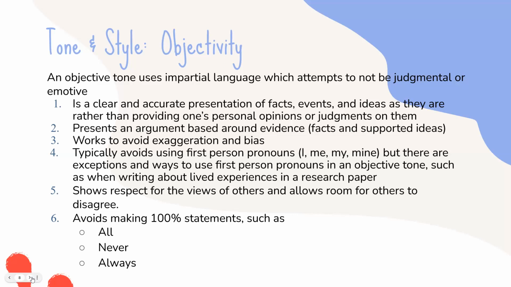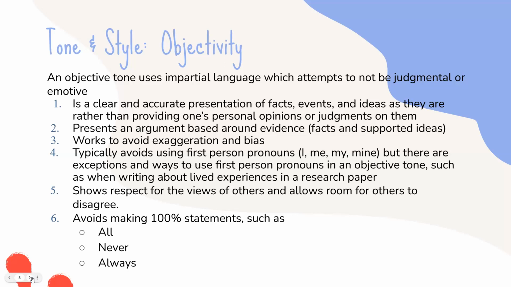But the goal for this type of writing is to try as best you can to be impartial. So you would try to write in a way where you are presenting clear and accurate facts and evidence and ideas, rather than your personal opinions or judgments about this information. You want to present an argument based around evidence, so something that's factual and supported by ideas. You want to avoid exaggeration and bias.